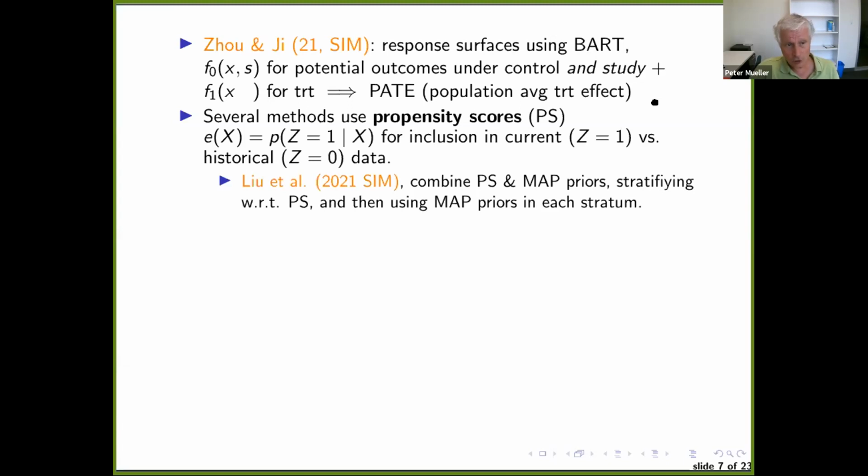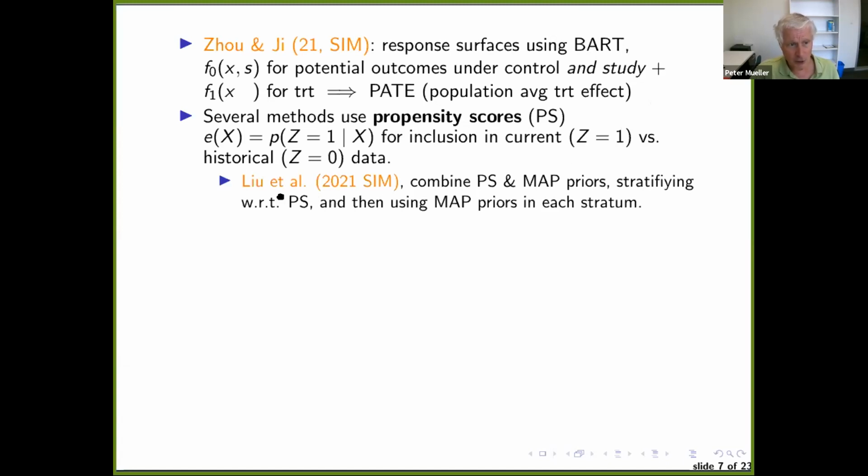In contrast here, it's a little different. You set up a propensity score for every patient for being included in one or the other study. So it's a propensity score for a patient being included in the current study, which is say set I equal 1, versus being included in a historical study, which could be, for example, set I equals 0. So it's a propensity score, but not for treatment assignment, for inclusion in different studies.